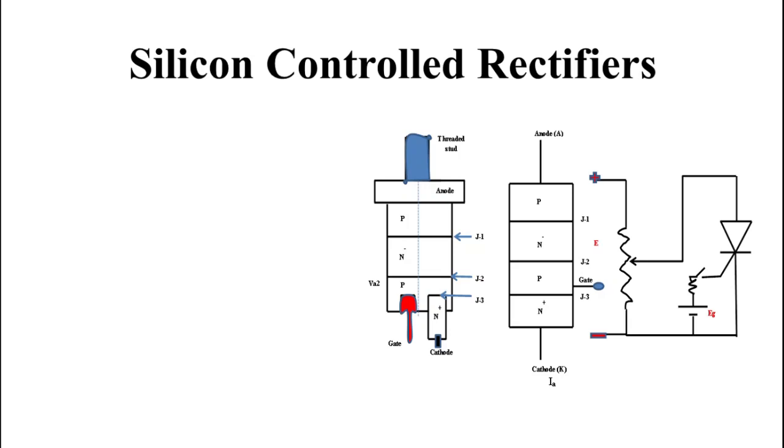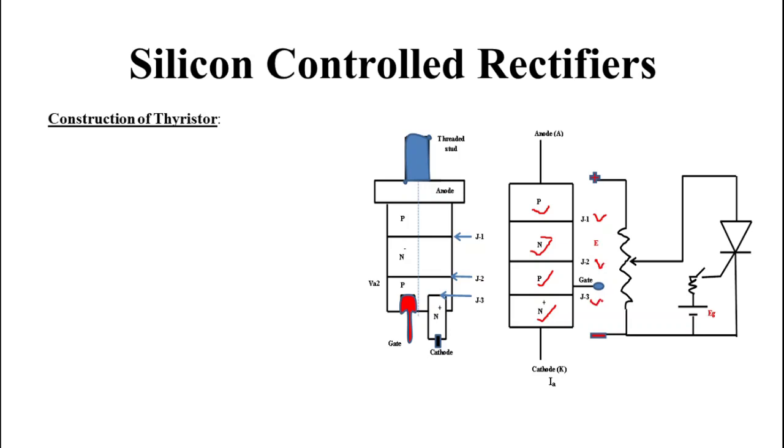Now we will go to the construction of Thyristor. A Thyristor consists of 4 layers of alternate P and N layers. This is the P type first layer, this is the N negative type second layer, this is the P type third layer, and this is the N positive fourth layer. These layers form 3 junctions, that is J1, J2 and J3.